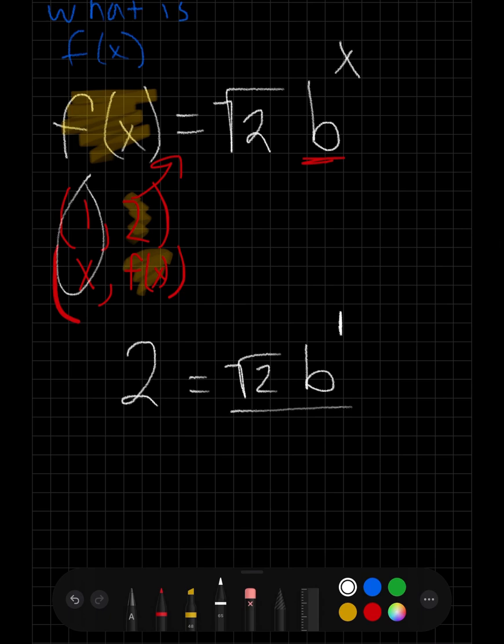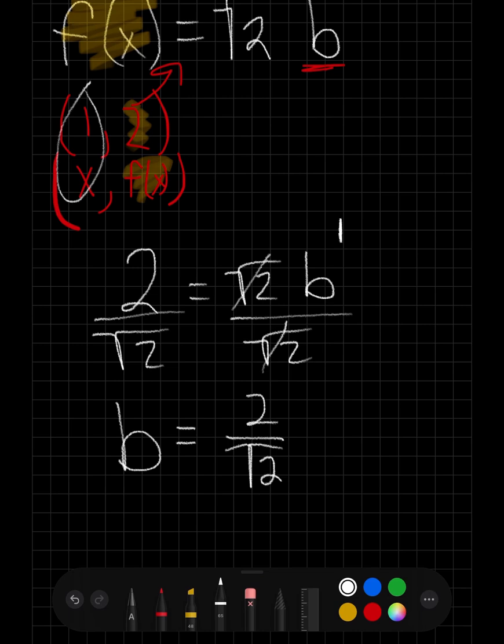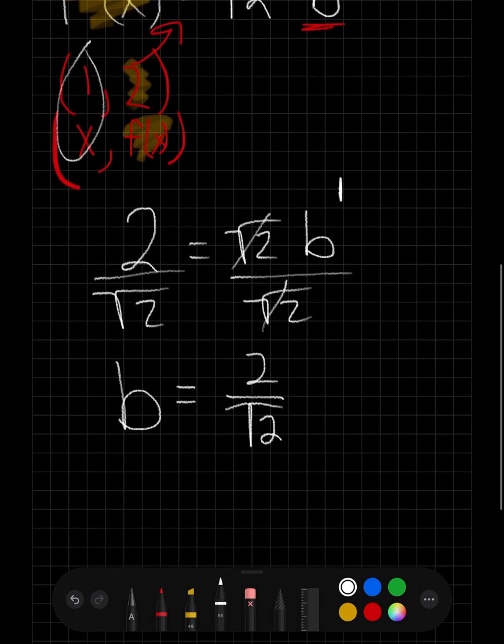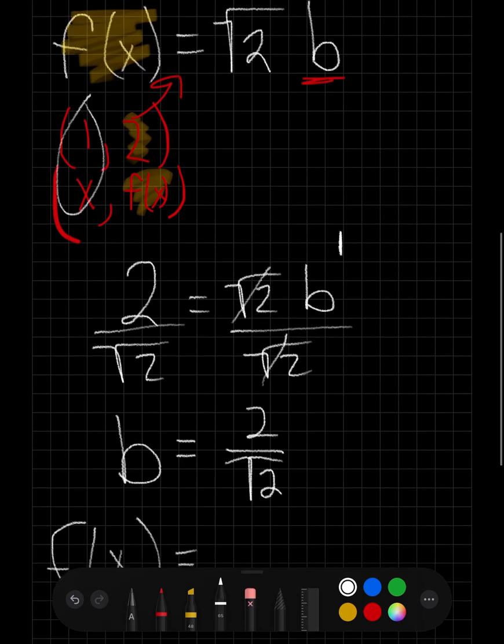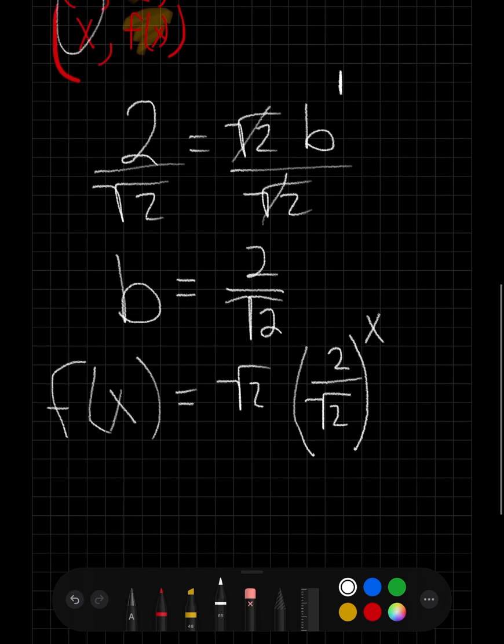And I can just solve this for b at this point. I can divide each side of this equation by square root of 2. And these cancel. And so now I'm left with b is equal to 2 divided by the square root of 2. And you can punch that into your calculator if you like. I'm just going to leave it as is because I don't want to round. So now my final version of this equation will be f of x is equal to our a value, the square root of 2, times our growth factor, 2 divided by the square root of 2, raised to the x power.